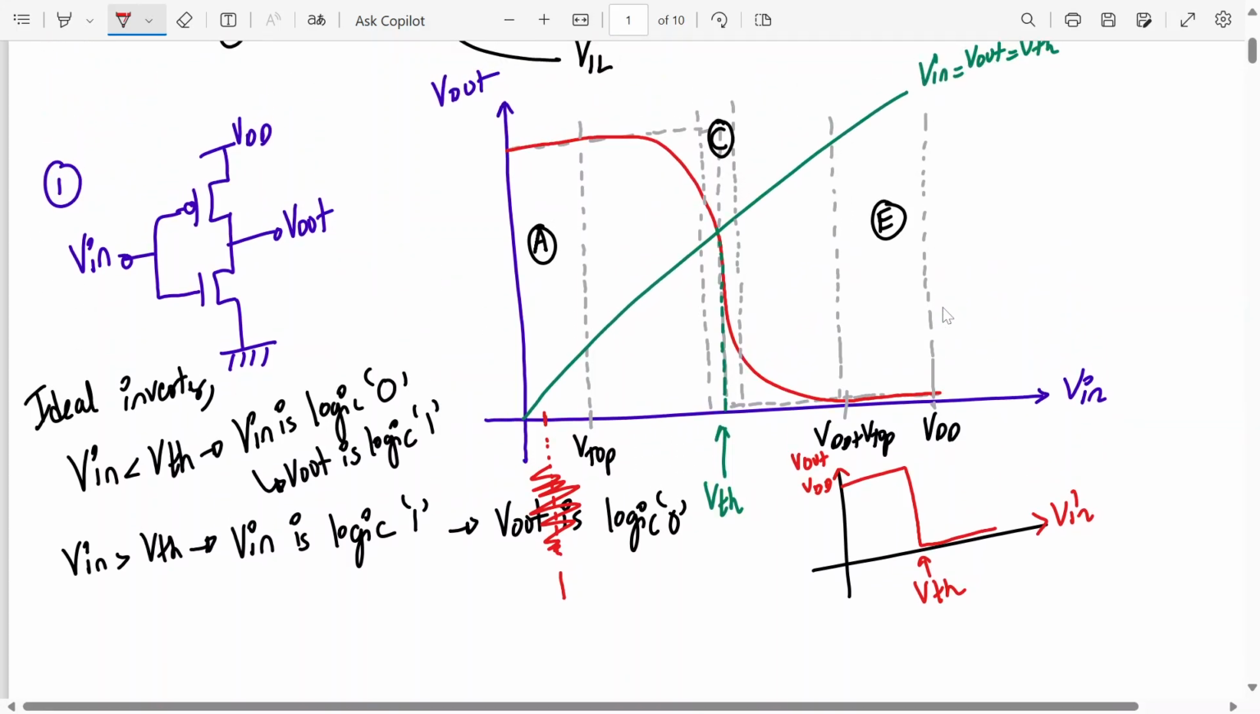Will it affect region number A? Can you tell me? Will it affect region number A? Yes or no? Will this noise affect my region number A? Your response should be yes or no. That's it. With reasoning. Will the noise affect my operation of the CMOS inverter in region number A? Yes or no?